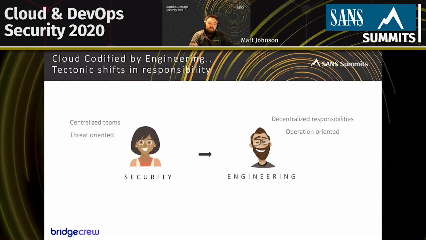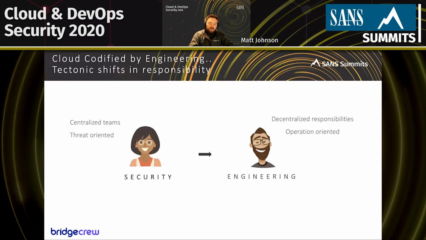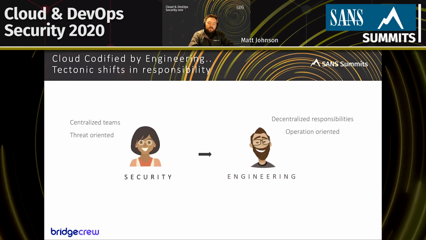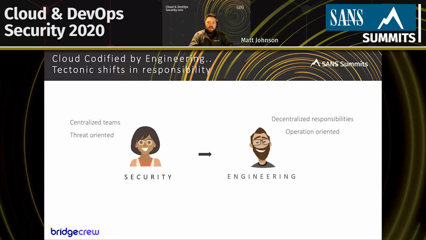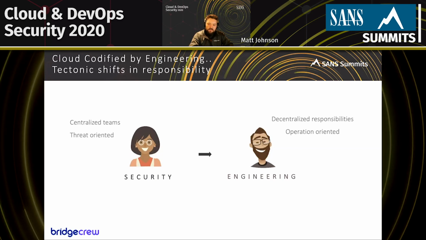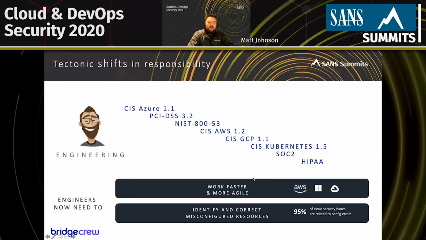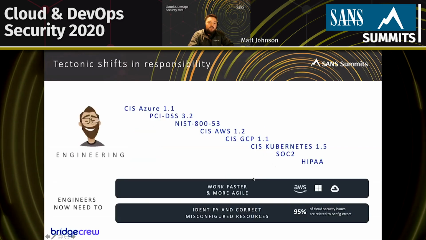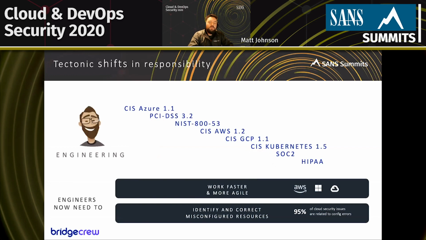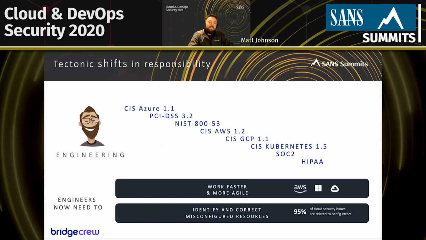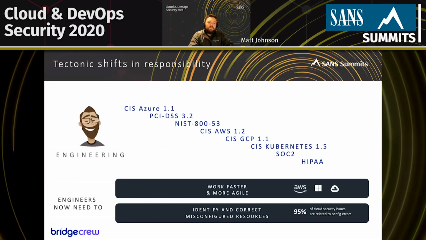With that infrastructure creation ability now being passed to engineering in DevOps, we see that the engineering team are having to take on some of that security responsibility for that infrastructure as well. And that becomes a bit of an issue when an engineering team, as I said, has a very different set of responsibilities than the security team.